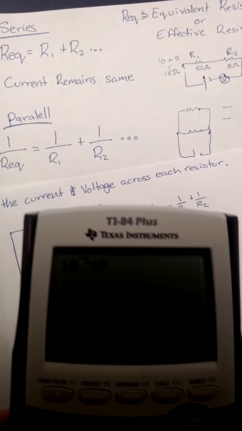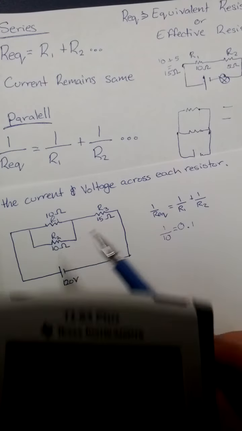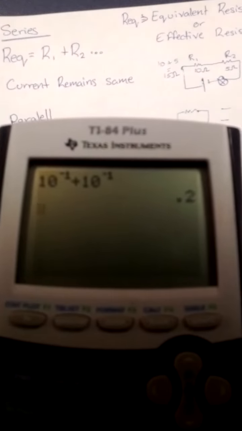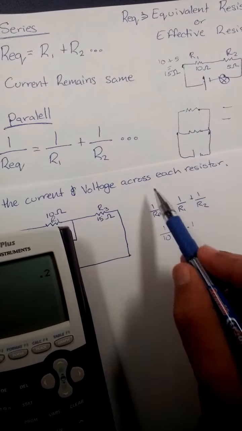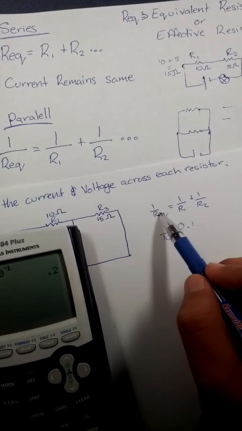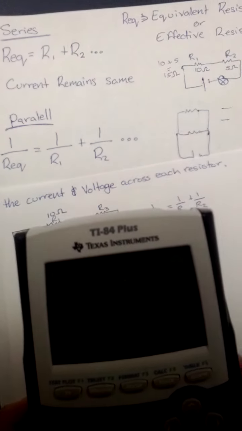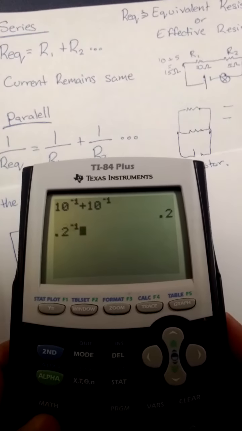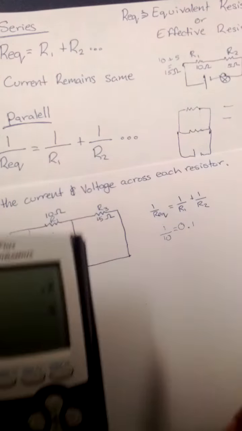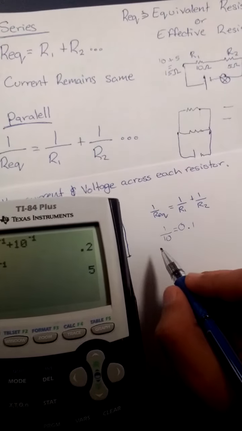So R1, look over here, R1 is 10 ohms. So we would do 10 inverse plus R2, which is also 10 ohms, so 10 inverse. From that we get 0.2. Now notice, 0.2 only equals 1 divided by REQ, so don't stop right there. Instead, what you should do is take 0.2, which was the addition of both, inverse. So you get 5. So REQ of the parallel is 5.